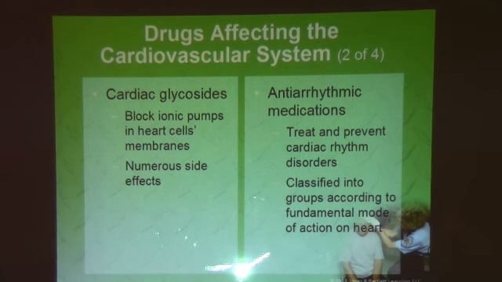Antiarrhythmic medications are long used in the pre-hospital setting to treat and prevent cardiac rhythm disorders. They can have a direct and indirect effect on cardiac tissue. They're mainly classified into groups according to their fundamental mode of action on the heart. Either sodium channel blockers, which means they slow conduction through the heart and have a negative dromotropic effect. Remember, dromotropic means it alters the velocity of the conduction of electricity through the heart.